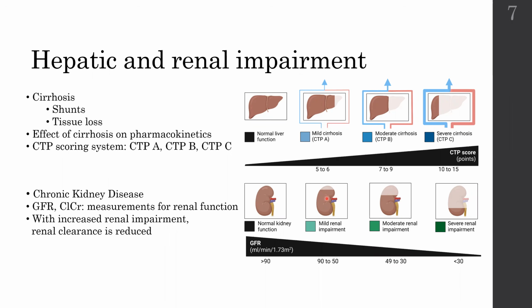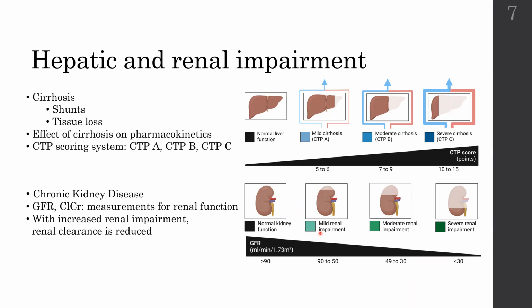Onto the kidneys. They are also important for the elimination of pravastatin. An example of renal impairment would be chronic kidney disease, which results in progressive renal function failure. Kidney function can be measured using the glomerular filtration rate, or GFR, or creatinine clearance, CLCR, which is an estimate of GFR. And it suffices to say that with increased renal impairment, renal clearance is going to be reduced, which is depicted here in this figure.